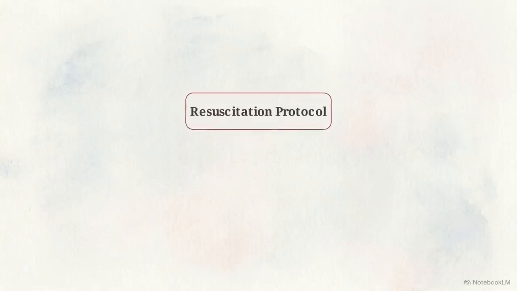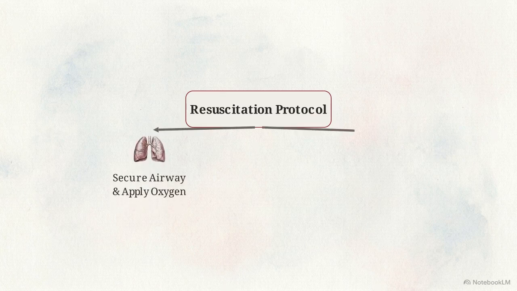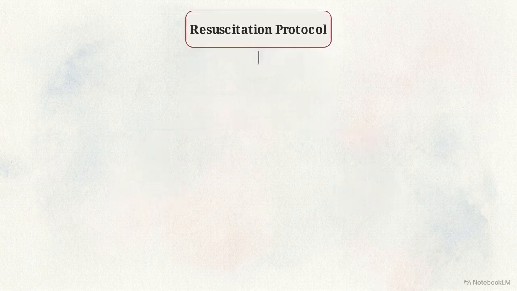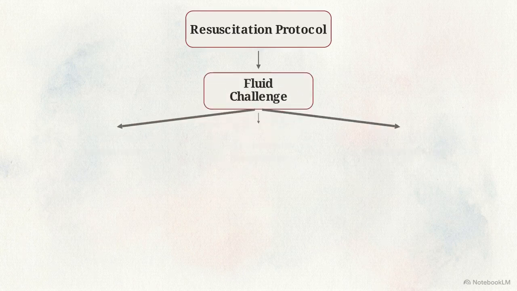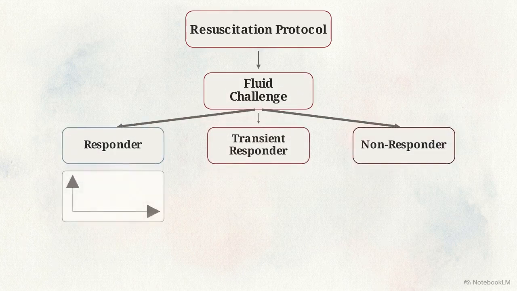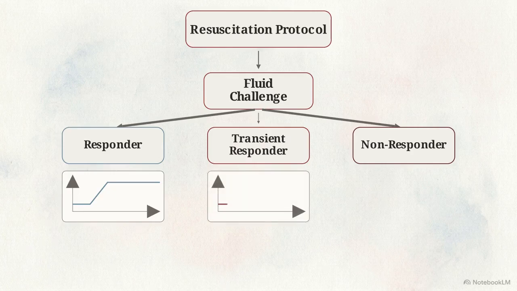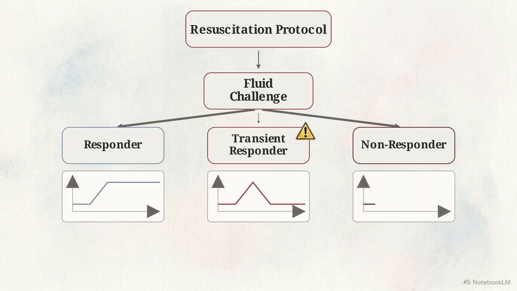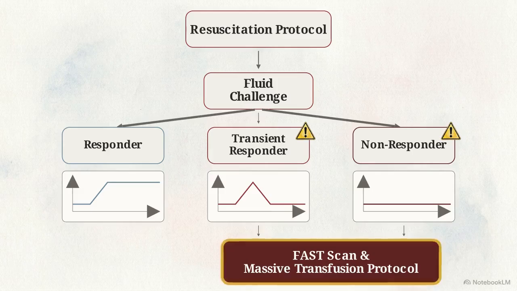The resuscitation protocol is non-negotiable. Secure the airway, apply oxygen, and establish 2 large-bore IV lines. You then provide a fluid challenge and categorize the patient based entirely on their hemodynamic response. A transient responder shows initial improvement but rapidly degrades, indicating severe, ongoing internal loss. A non-responder fails to improve at all, signaling catastrophic active bleeding or the onset of acute traumatic coagulopathy.